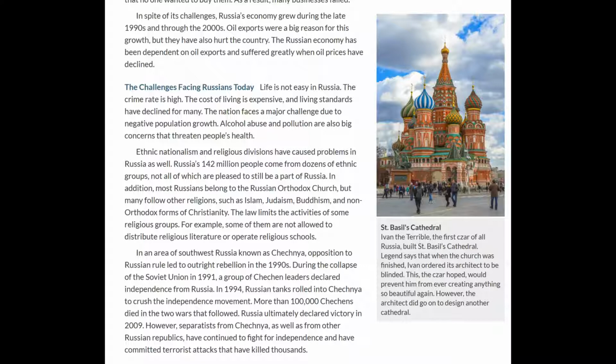In an area of southwest Russia known as Chechnya, opposition to the Russian rule led to outright rebellion in the 1990s. During the collapse of the Soviet Union in 1991, a group of Chechen leaders declared independence from Russia. In 1994, Russian tanks rolled into Chechnya to crush the independence movement.